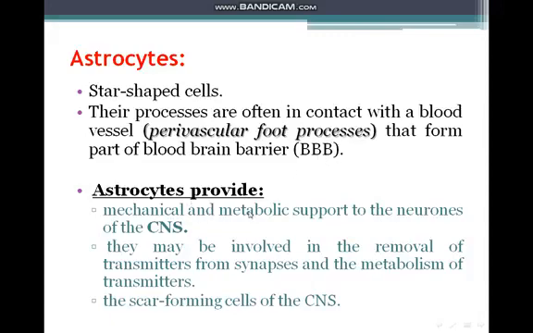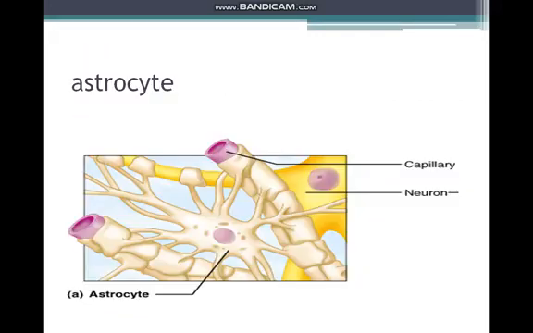Astrocytes provide mechanical and metabolic support for the neurons in the central nervous system and are involved in the removal of transmitter from the synapses and metabolism of these transmitters, and are responsible for scar formation in the CNS. As we mentioned earlier, an injury to the nervous tissue is replaced by scar tissue produced by the astrocytes.